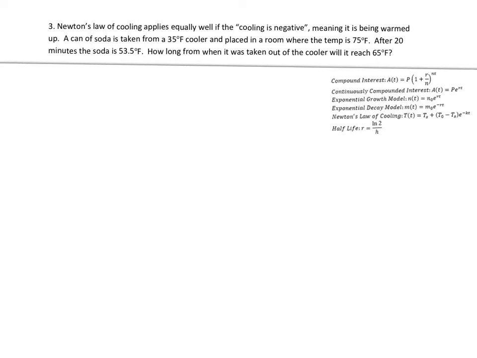All right, next up here we have another situation. The can of soda is taken out of 35. All right, and then it's placed in the room where it's 75. So this is going to be the temperature of the surroundings. We're taking it out of the cooler and putting it into the room, so that's going to be my surrounding. And then this is actually going to be the temperature of the object. Because it's been sitting in the cooler so long, it has taken on that temperature.